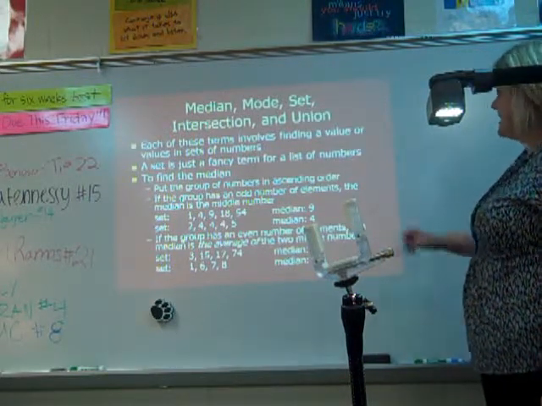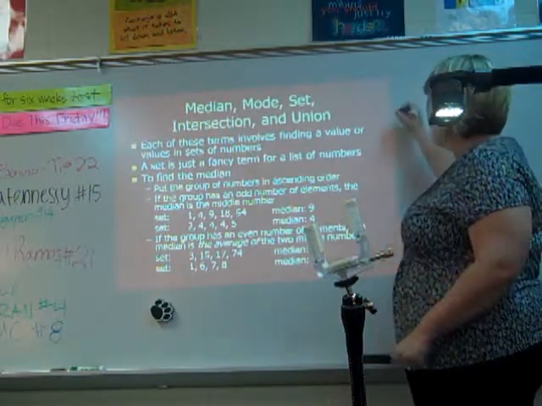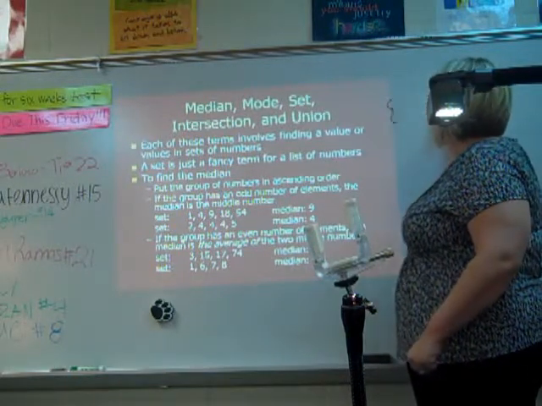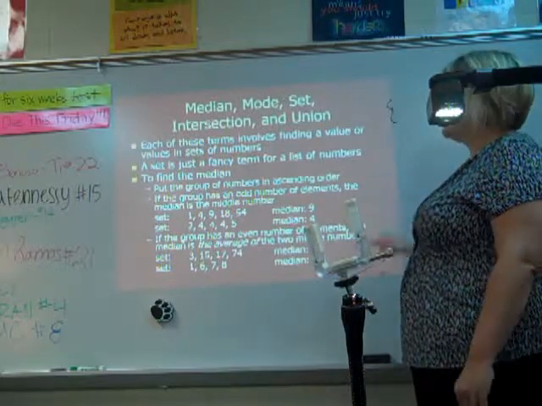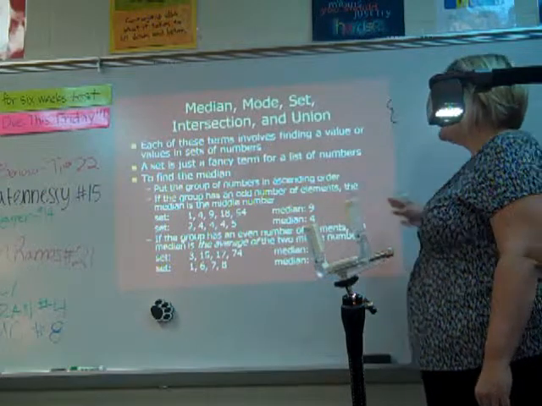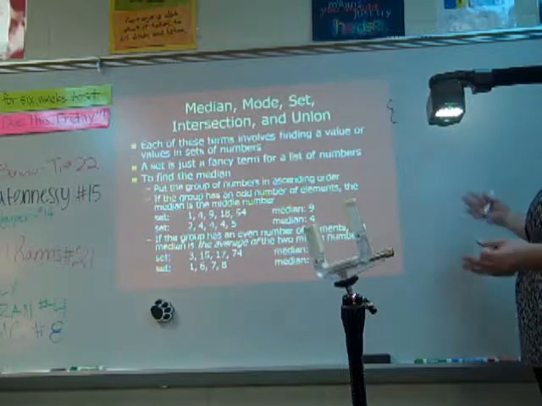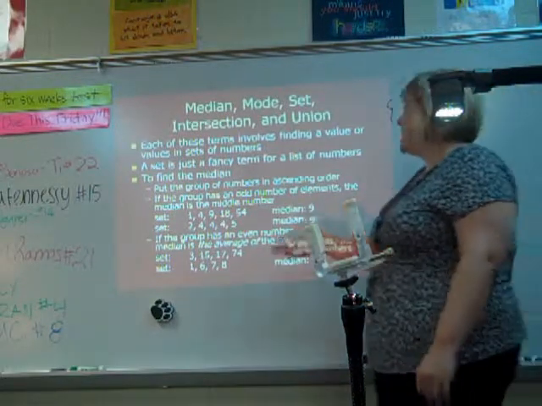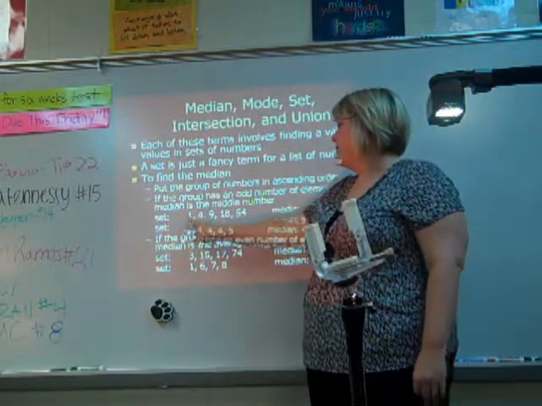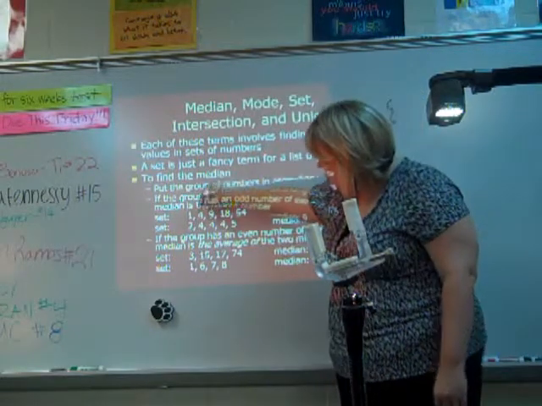So a set, the word set is just a fancy term for a list of numbers. A lot of times they show that something is a set by using the little curly brace brackets around it. Okay? But a set's just a list of numbers. So to find the median of a set, you want to put the set in order from least to greatest. You want to put the group of numbers in order from the smallest to the biggest. If the group has an odd number of elements, the median is just the middle number. So, for example, this set here has 1, 2, 3, 4, 5. So there's a true middle.